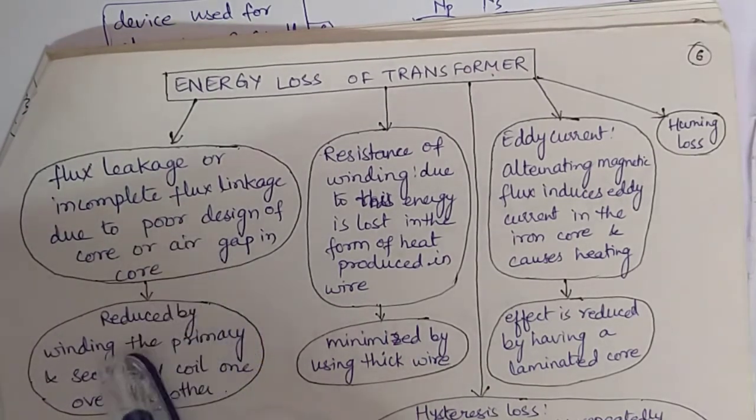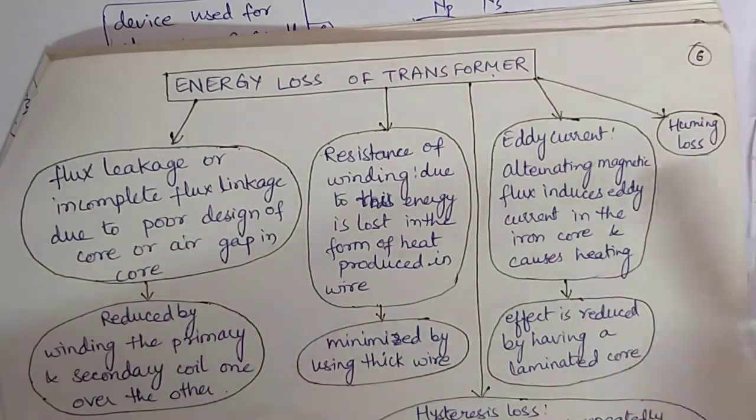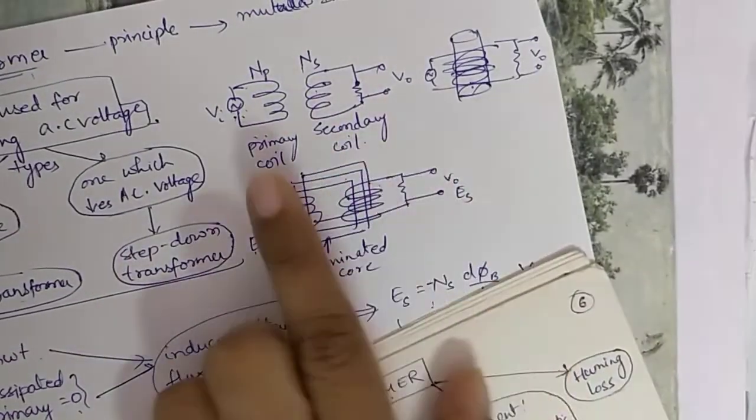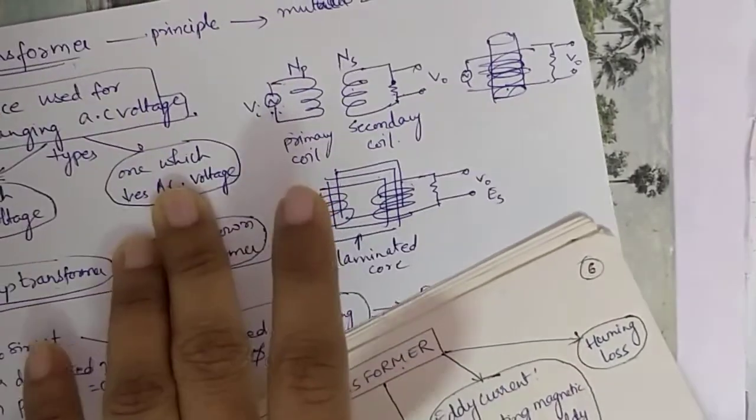To reduce this flux leakage, we wind the primary coil over the secondary one. So that's what I was telling you, that this kind of setup, these are all transformers, this kind of setup is the best to reduce flux leakage.